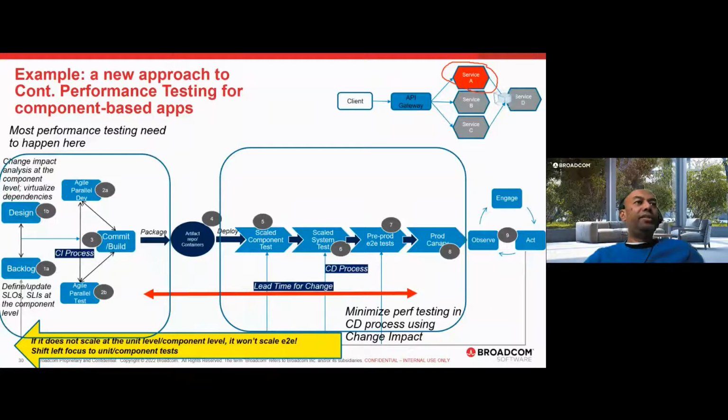So in the design phase, we do the change impact analysis of whatever changes are going on. We understand what the impacts are on the other components, right? And we virtualize the dependencies. For example, if A has a dependency on D, we virtualize the dependency so that we are no longer constrained by the availability of D.